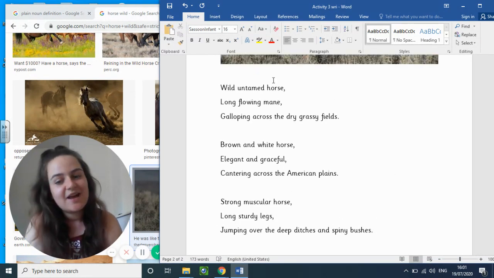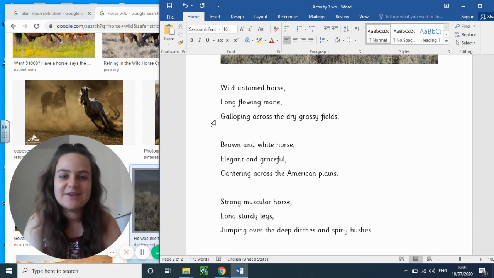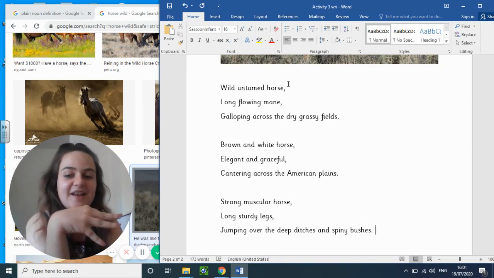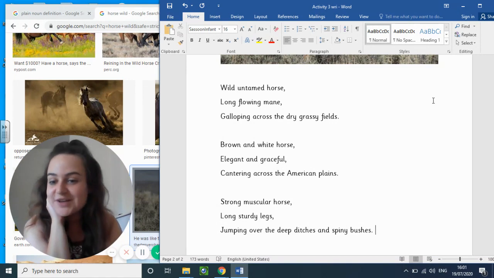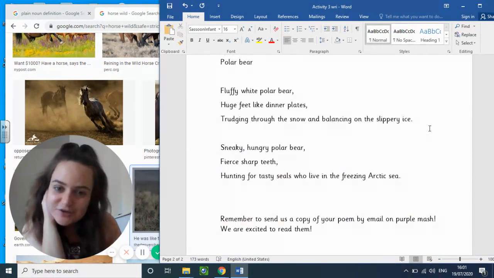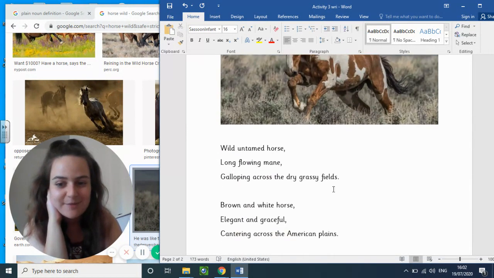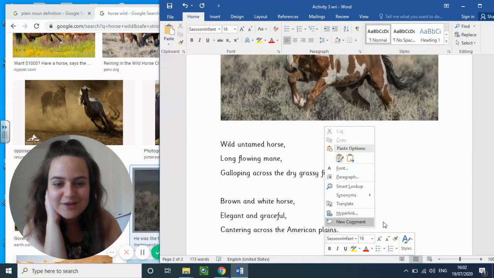So for each verse, I've done a line of ideas from activity 1, another line of ideas from activity 1, and then a line of ideas from activity 2. So when we put it together, it has a line about what he looks like, another line about what he looks like, then a line about what he does. And try and write as many verses as you can. I only managed 2 verses on my polar bear poem, but then I had lots of ideas about the horse. So I managed 3 verses for the horse.